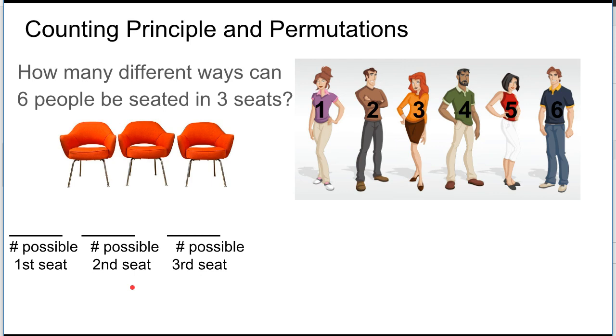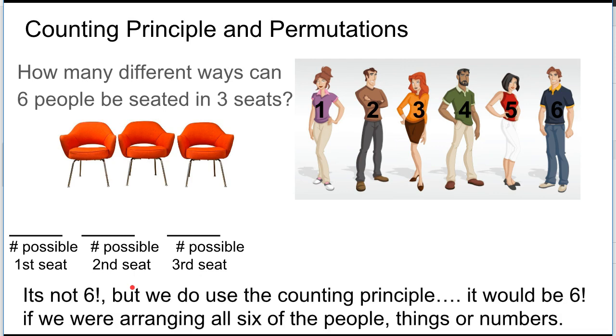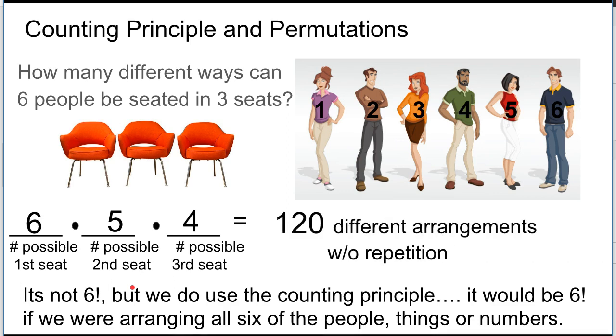Okay, so hopefully what you decided was that for the first seat, I had 6 different ways to fill that. And for the second seat, I had 5 different ways to fill that, and then 4 different ways to fill that. So it's going to be 6 times 5 times 4, which is going to be 120 different ways, or 120 different arrangements without repetition. So it's not 6 factorial because we're not using all of the different objects.